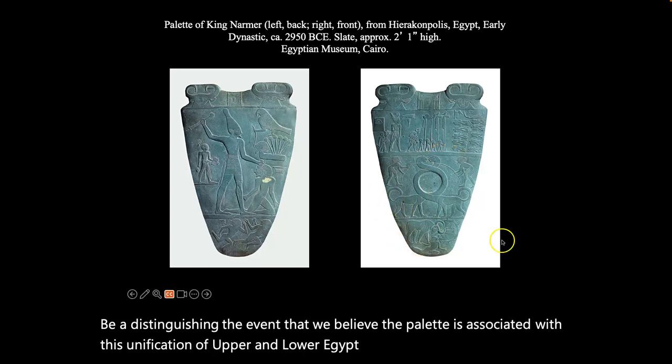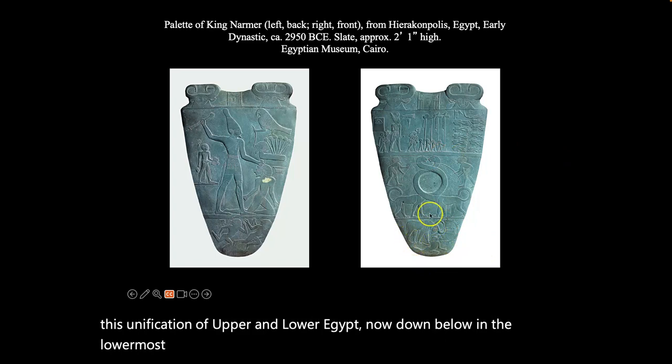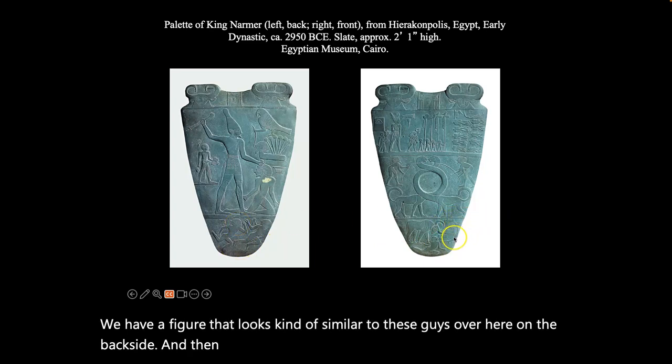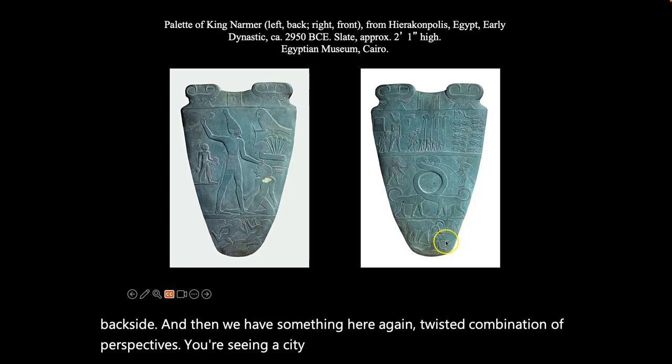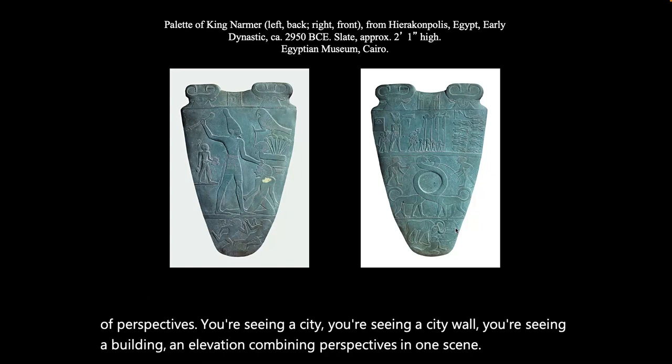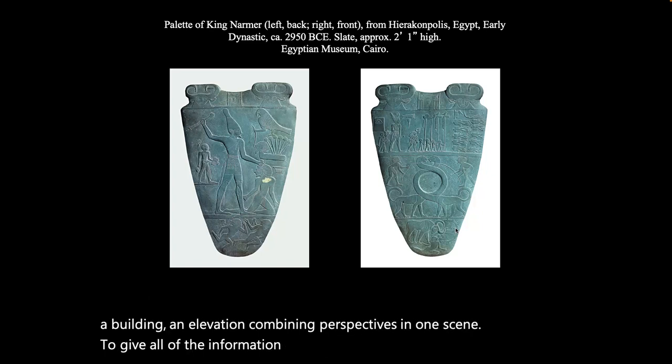Now down below, in the lowermost register, we have a bull. We have a figure that looks kind of similar to these guys over here on the backside. And then we have something here. Again, a combination of perspectives. You're seeing a city. You're seeing a city wall. You're seeing a building in elevation. Combining perspectives in one scene to give all of the information to its best effect.